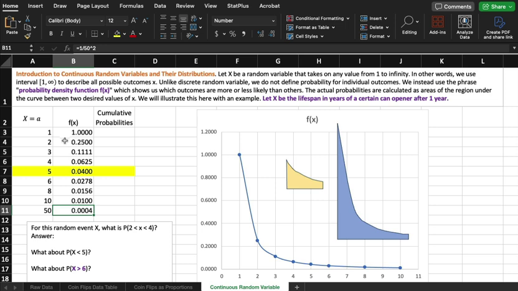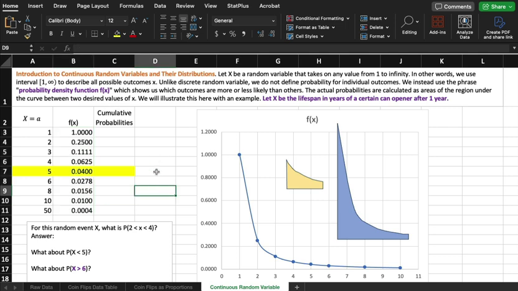Okay? It is very important to note that these values that you see here in column B are not probabilities. They are not probabilities. They are related to it in some way, but they are not the actual probabilities that we're going to be calculating. Okay?